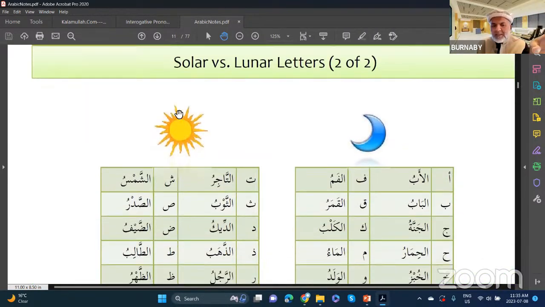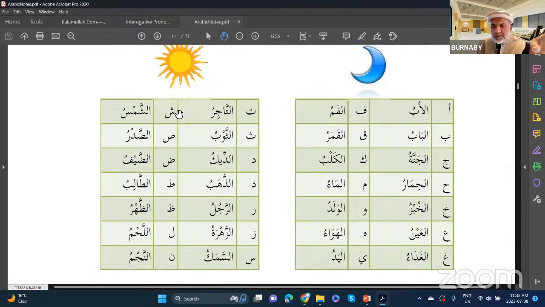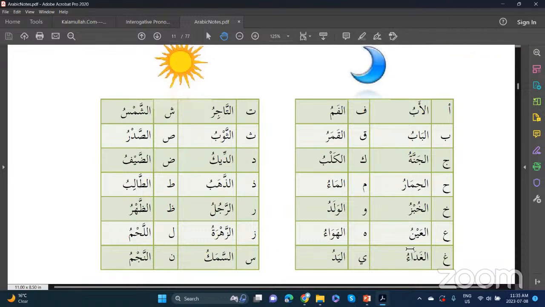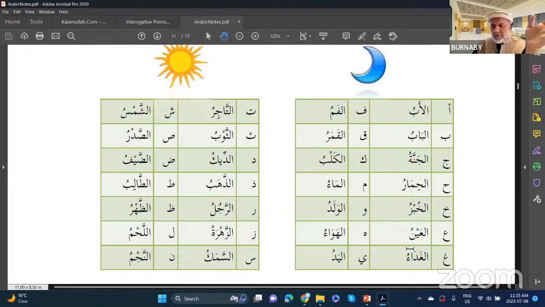Okay? And these are the actual letters. They made it easy for you. So the Kamariya are these and the Shamsiya are these. So it looks like half and half, right? How many letters in the Arabic alphabet? 29 or 28? So it looks like 14 of them are Shamsiya and approximately the same is true for Kamariya.